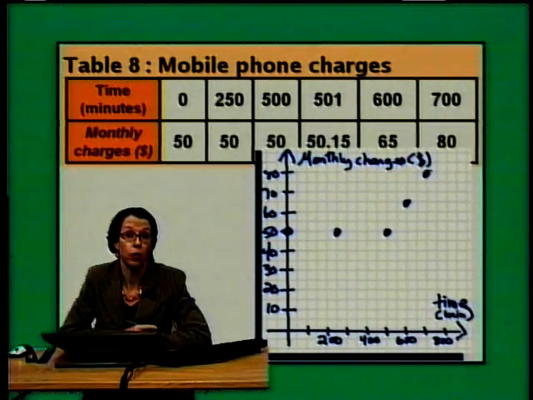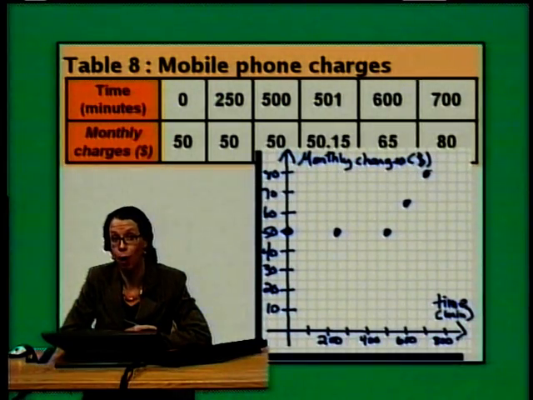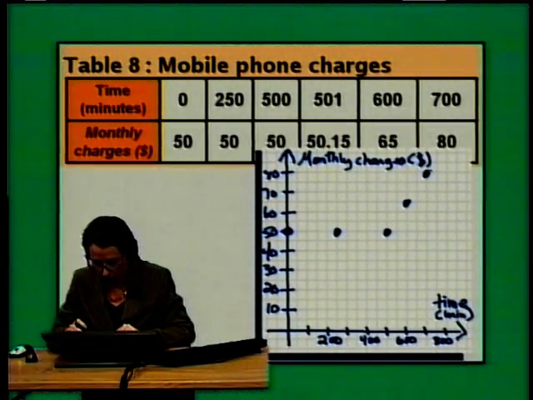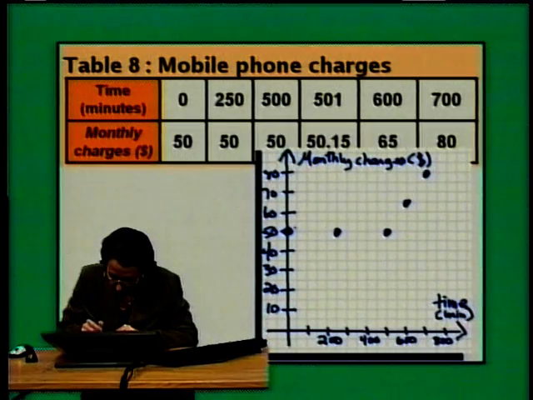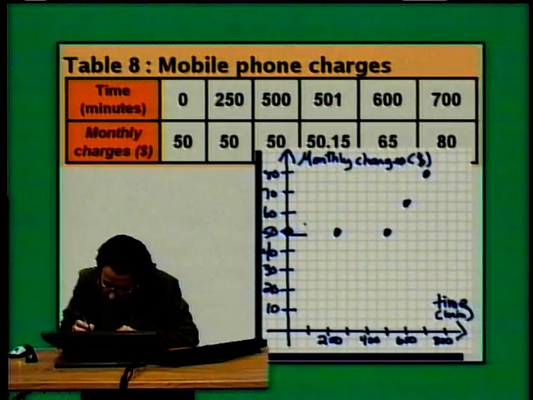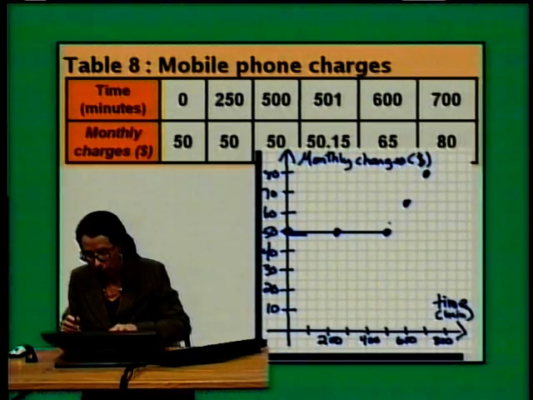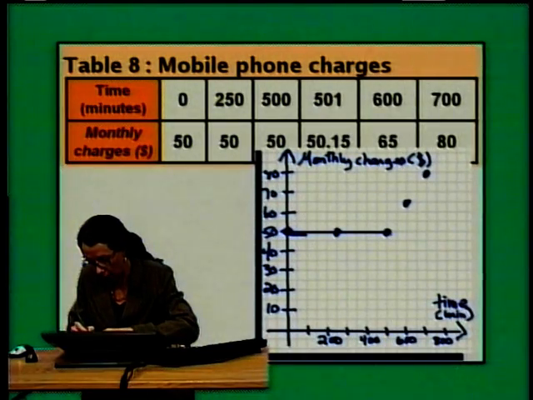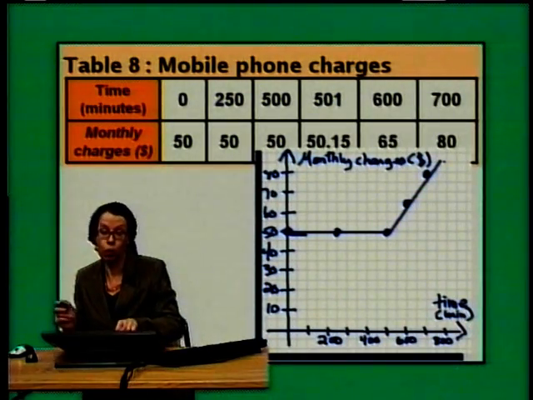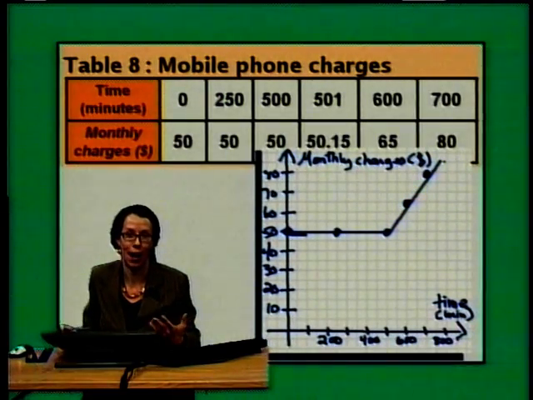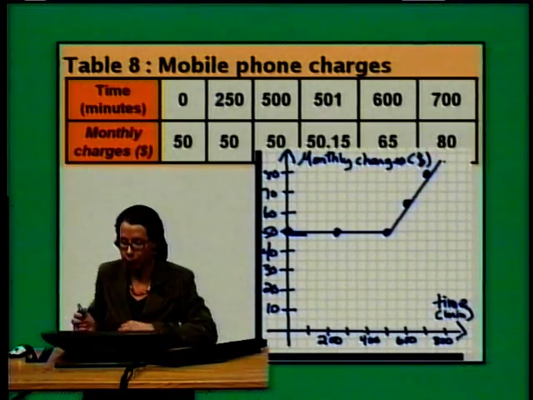So these points certainly do not lie on a common line, but I see two common lines in this graph. From 0 to 500 minutes, I can connect these 3 points using a horizontal line. After that, the last 3 points all lie on a common line, which is increasing. I have what's called a piecewise linear graph. I've got 2 linear pieces.